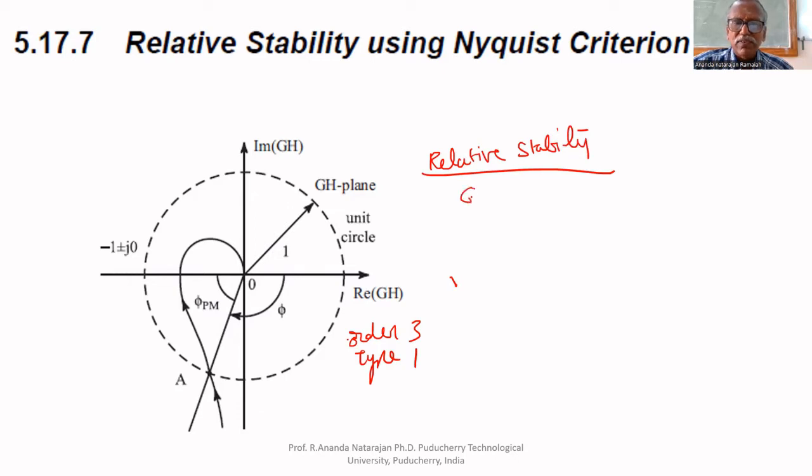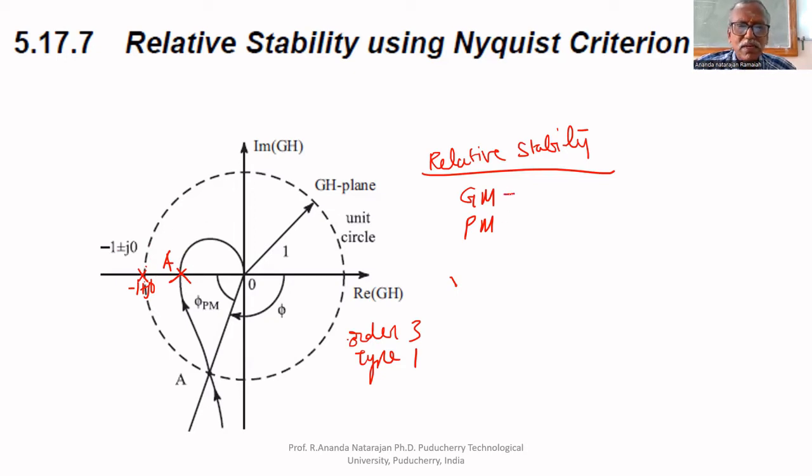Relative stability means we have to find the gain margin and the phase margin. To find the gain margin, we have to find where it intersects the negative real axis, say A. If it intersects the real axis before -1, then it doesn't encircle the point -1 plus j0. It doesn't encircle. That's why the given system is stable. That we can tell.